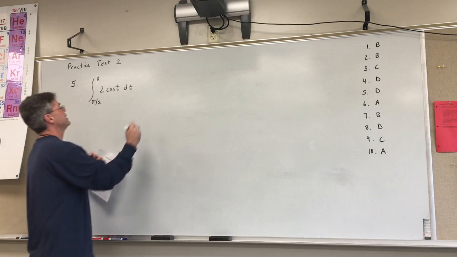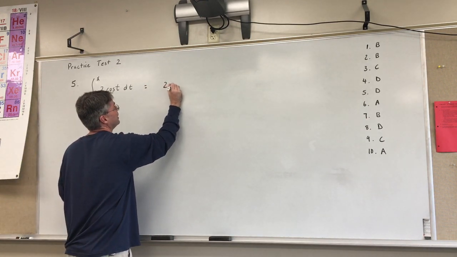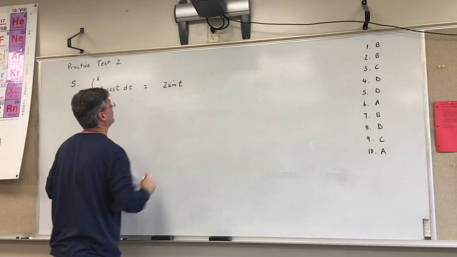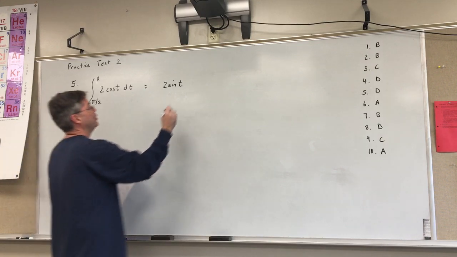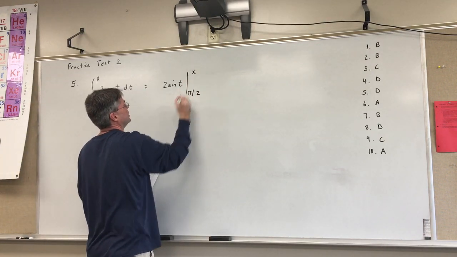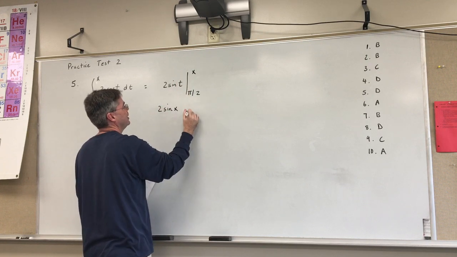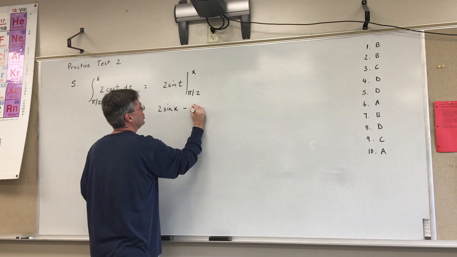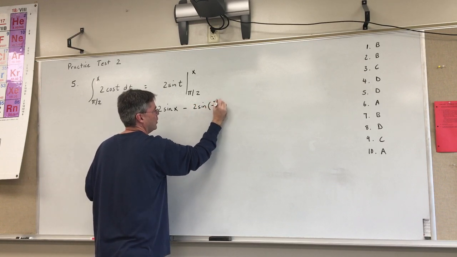So let's take the antiderivative of this. Okay, that's going to be 2 sine t. The derivative of sine is cosine, so 2 sine t, and we'll evaluate that from pi over 2 to x. So that's going to be 2 sine x, just plug in x for t, minus 2 times the sine of pi over 2.